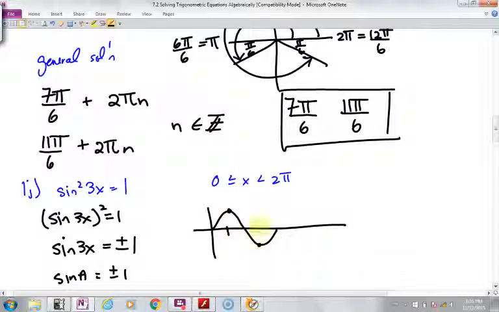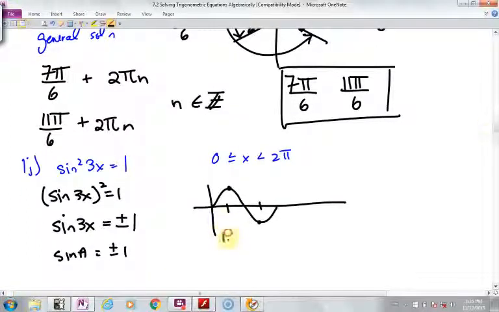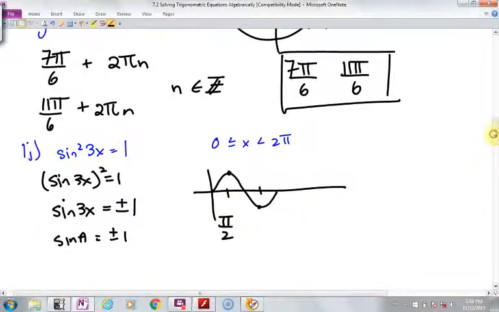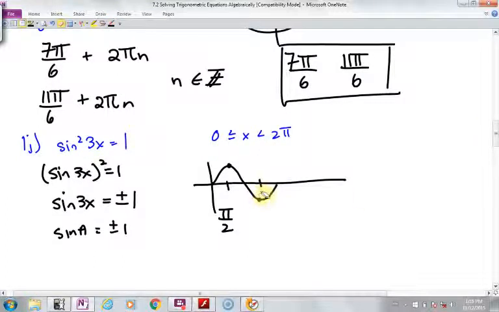What are those x values? What's that x value? Pi by 2. And what's this x value right here? 3 pi by 2. Okay? But we don't have sine A, we have sine 3x. And those are the two solutions on the first period.